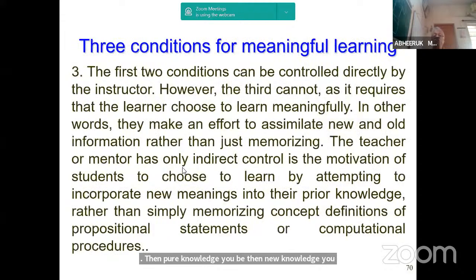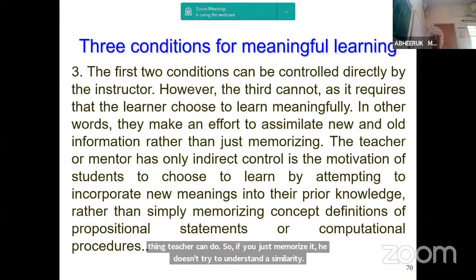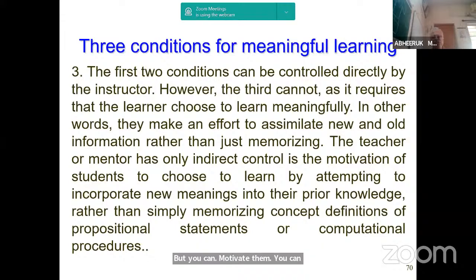But if the student is not motivated, what to do? Because for meaningful learning, if he does rote learning, if he does not take interest, here the teacher has nothing to do directly. The only thing a teacher can do, suppose he just memorizes it and doesn't try to understand or assimilate it, is motivate them and create interest. That's all you can do. More than that you cannot do for meaningful learning.